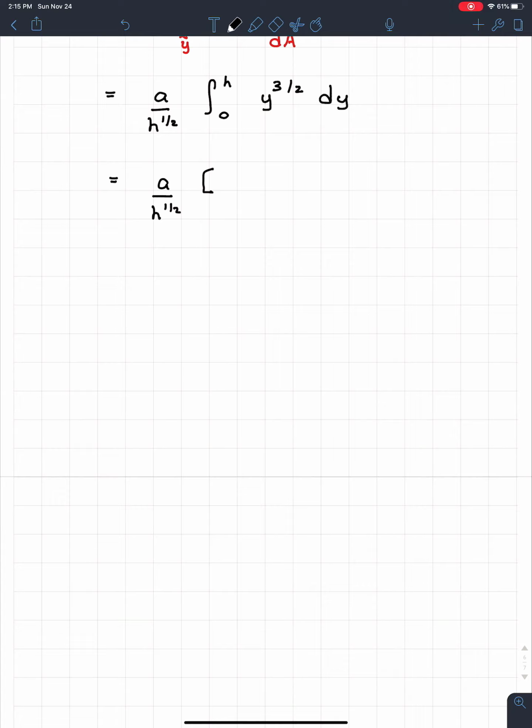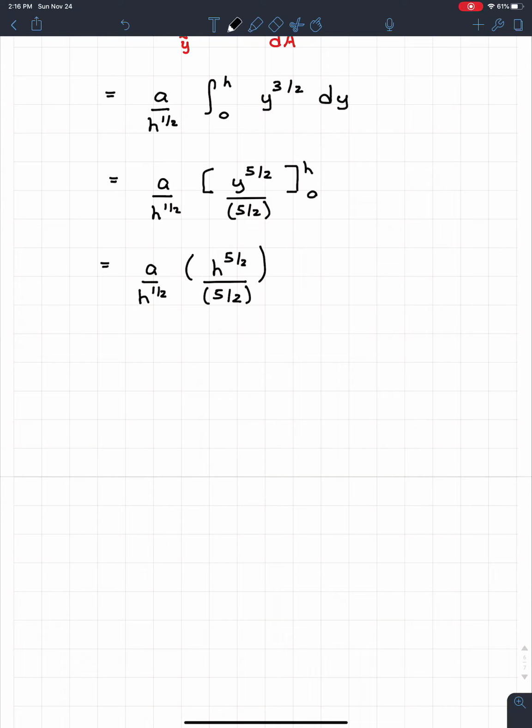So same thing as before, we're going to have y, and currently it's at 1.5, and we're going to add 1, so this is going to turn into 2.5, which is the same as 5/2, and we're dividing that by the new exponent. So we're going to divide all this by 5/2. And our bounds, again, are still from 0 to h, and if we sub 0 into there, it's just going to be 0. So what we get in the end is a to the h to the 1/2 multiplied by h to the 5/2 divided by 5/2.